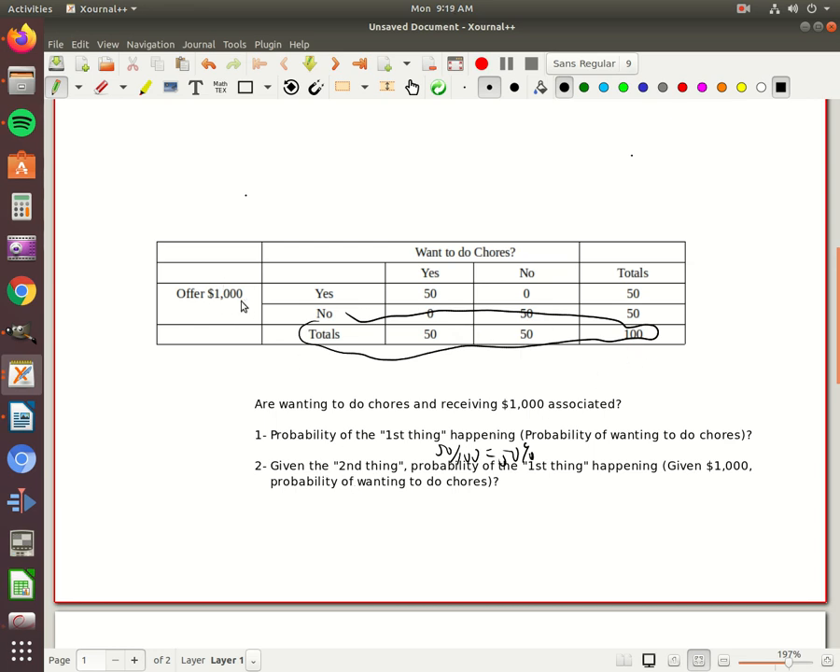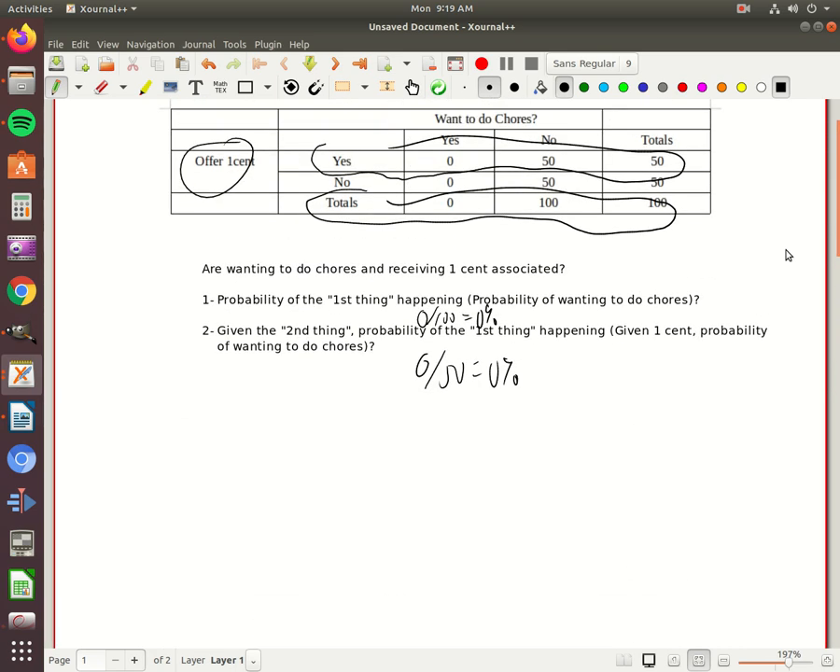Now, I'm given the $1,000. I only care about the people I offered $1,000 because I want to see if that changes anything. And I'm looking specifically at those numbers, and you can see it's 50 out of 50, which is 100%. And these numbers are different, so that means that there is an association. It looks like if I want to get people to do chores, I should offer them $1,000. Again, up here, the numbers were the same. There was no association. Offering them a penny doesn't help me get them to do that.